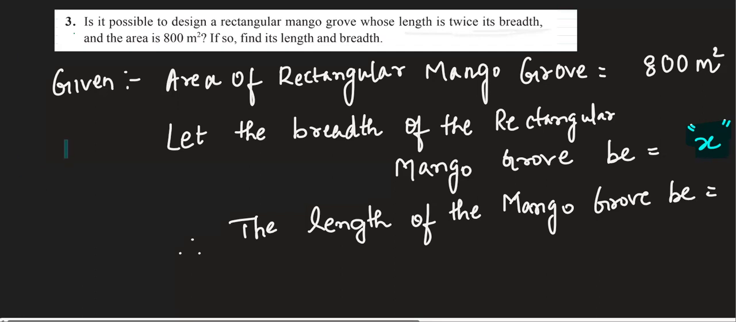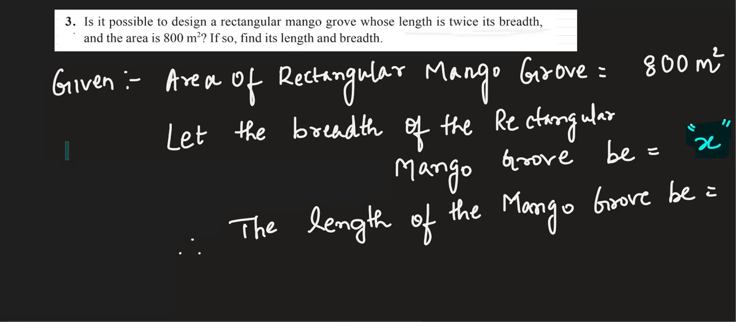So in today's class, let's see how to solve question 3 of exercise 4.3, chapter 4 quadratic equation, class 10. Okay, so the question here is: is it possible to design a rectangular mango grove whose length is twice its breadth, and the area is 800 meters square? If so, find the length and breadth.